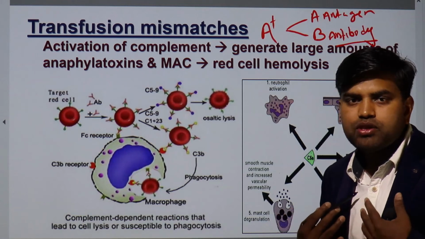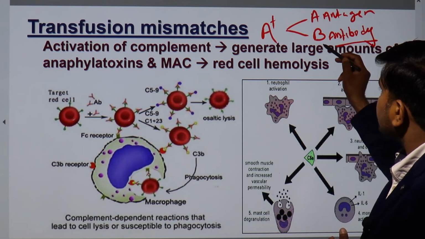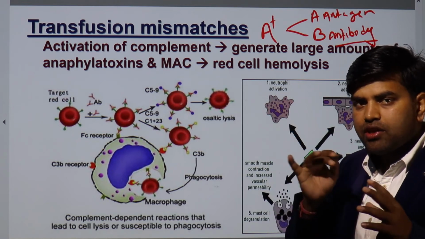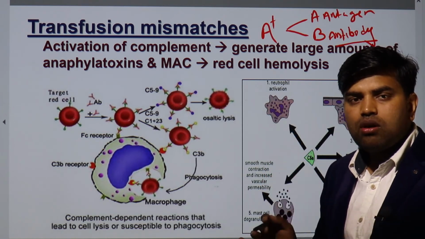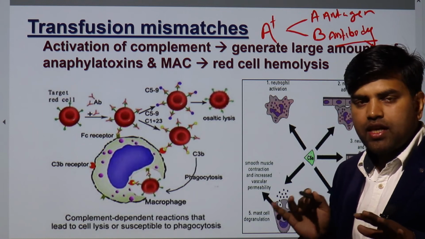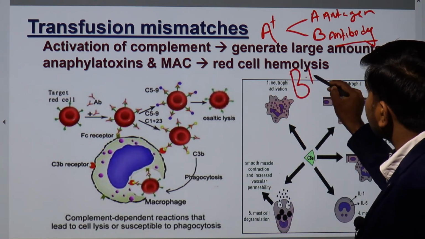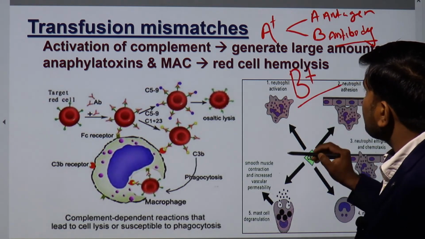If my blood group is A positive, I have A antigen on the RBC and B antibody in the plasma. This is the normal thing that will be present in your blood group. If you give me a B positive group mistakenly, then what will happen?